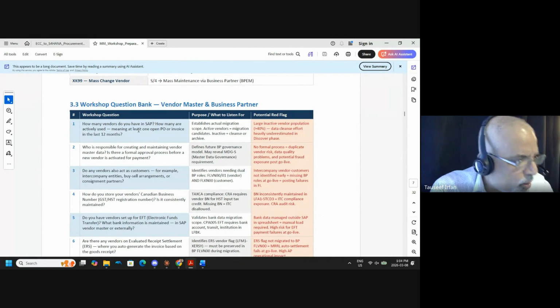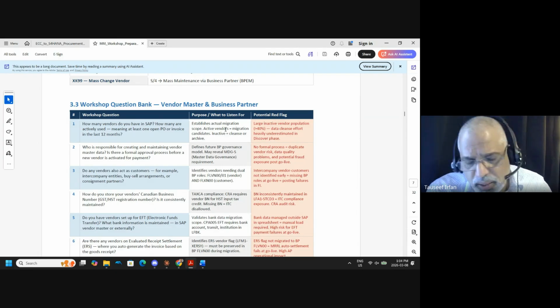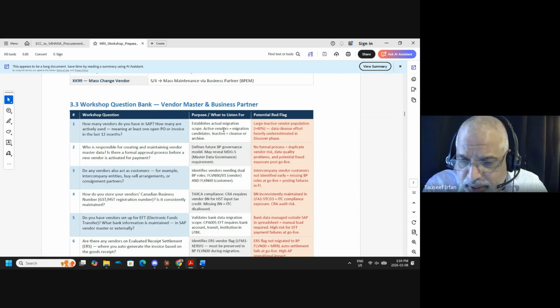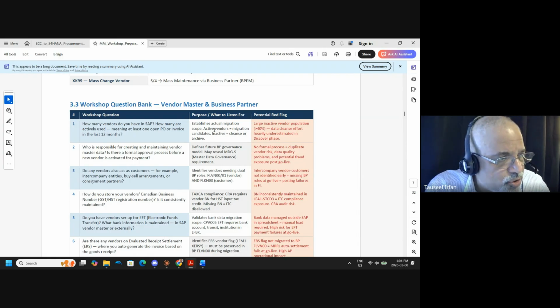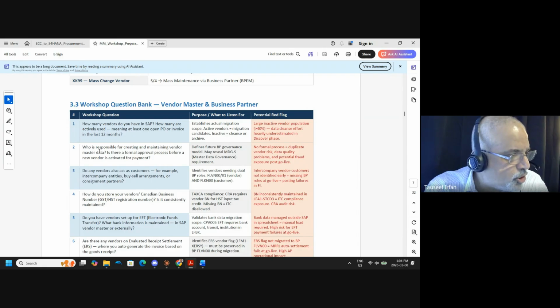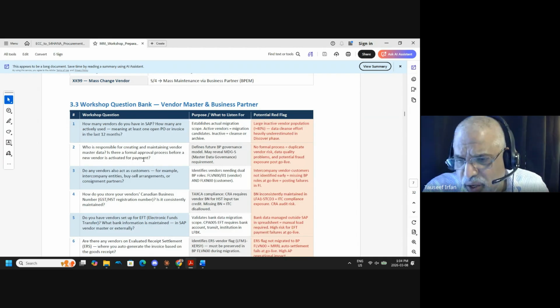Okay. Establish actual migration scope. Now here's the scope coming on. Active vendors: are these the only active vendors you have, or do you think you have any other active vendors that by mistake have been made inactive? These are the questions you provoke in the meeting. Next: who is responsible for creating and maintaining the vendor master? Master data management is a very important question. Who is managing this vendor master? I want to meet that person, and who is managing all that data? Because if data is bad here, then this guy is responsible.